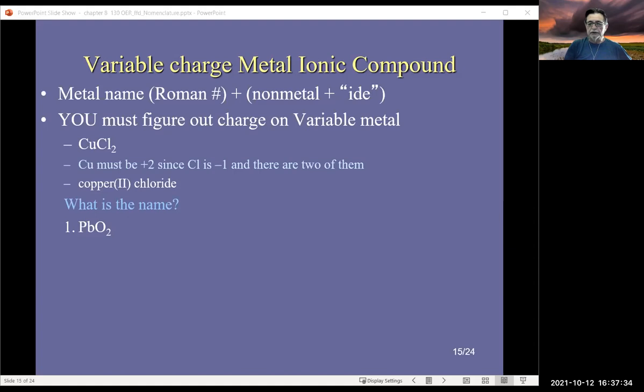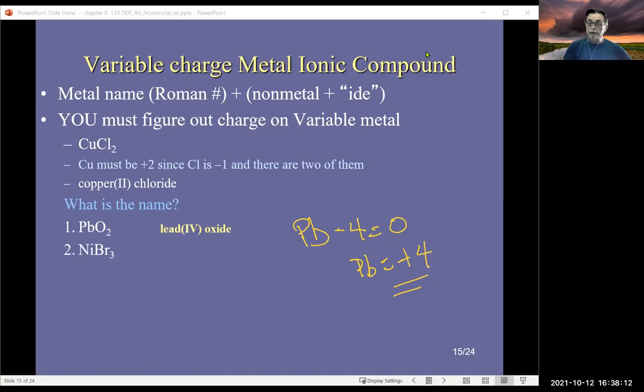Okay. Let's take a look at this one. All right, so lead, we don't know. But we do know that the oxygens, as I stated, have a -2 each. So we got lead minus 4 is equal to 0. So lead, under these circumstances, must be a +4 oxidation number. That means the name for this compound will be lead, Roman numeral 4, oxide.